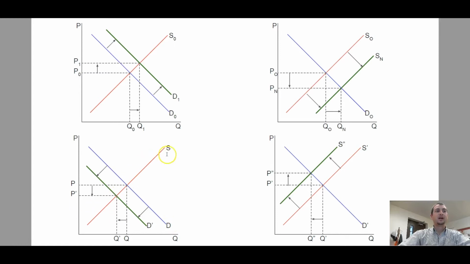Now, each one of these lines is labeled, but they're all labeled something different. And I wanted to do that in this video to show you that there is no standard way to label these lines. So here we have S0 and D0. Here we have S original and D original. Here we have S prime and D prime, and here we have just a standard S and D. So this goes to show that you can label these lines in multiple ways, and depending on the situation, you're going to be labeling it in different ways.